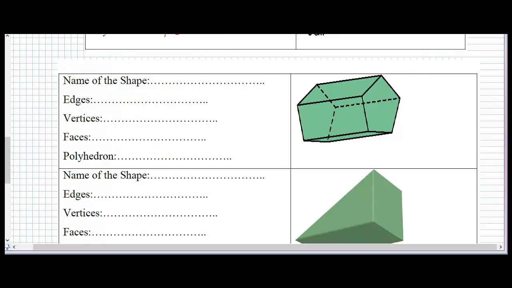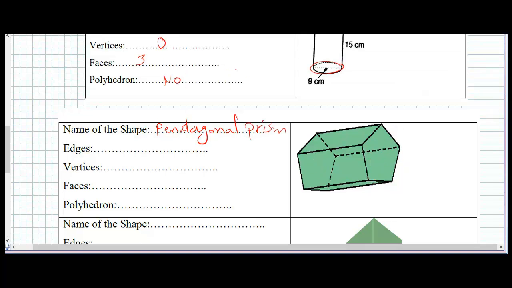Next shape, we have here 2 bases, 1 base here and 1 base here. If I have 2 bases, it's a prism. How can we name a prism? We call it by the name of the base. What is the name of the base? Let's count. 1, 2, 3, 4, 5. 5 means it's a pentagon. So it will be a pentagonal prism.